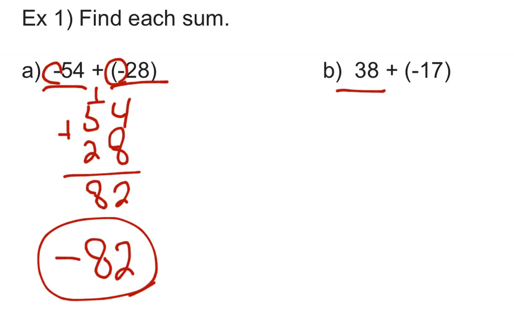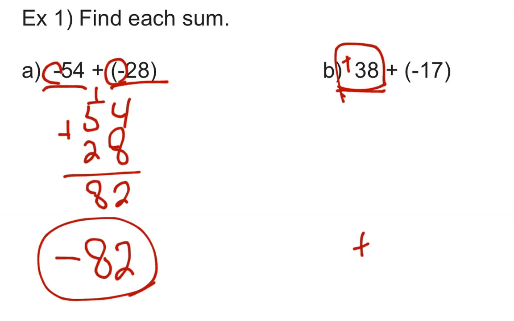Part B here. The first thing I see is that this 38 is a positive, because if there's no sign in front of it, it means it's going to be positive. And this negative 17 is a negative. If we forget about the signs for a second, so I cover up the positive and I cover up the negative, I know 38 is bigger than 17. So since 38 is bigger than 17, whatever sign the 38 is what the sign of the answer is going to be. So let's go back and say, okay, I know that the 38 was positive. That means my answer is going to be positive right away, because that has the bigger absolute value.